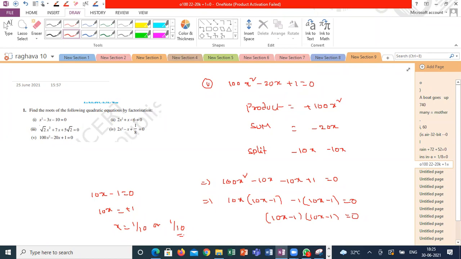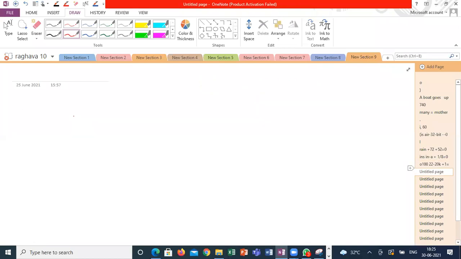I'm just trying to give big numbers, to see how you react and how you think about the split up, only for practice purposes. My question is 3x square minus 14x plus 8 is equal to 0. Solve for x using the factorization method.